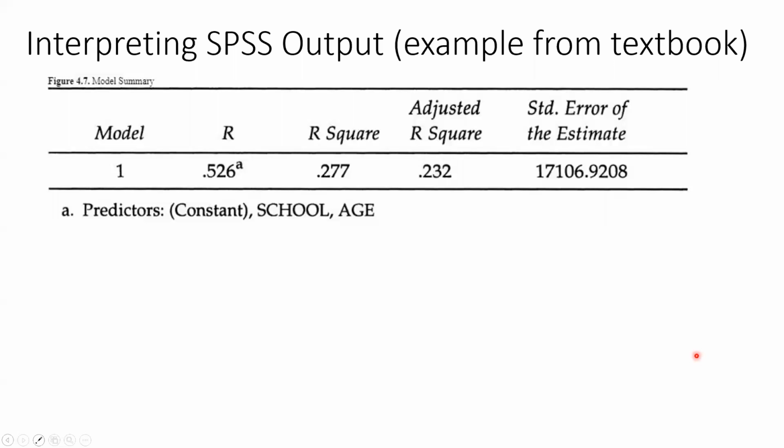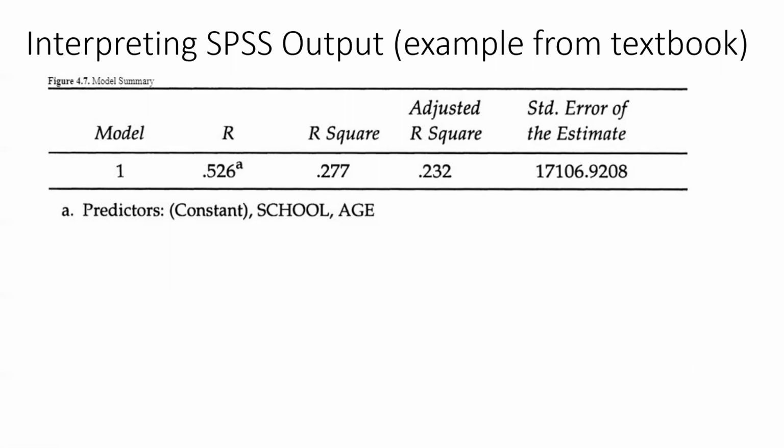Let's move on to interpreting SPSS output. We're going to use the example that's in the textbook. In SPSS, the resulting regression output looks like these three tables. You can get some additional information, and we'll talk about that a little bit later, and about some additional runs and options that are useful. But let's look at this example from the textbook. This is figure 4.7 from the text.